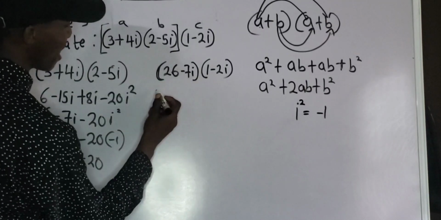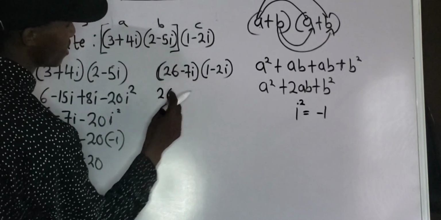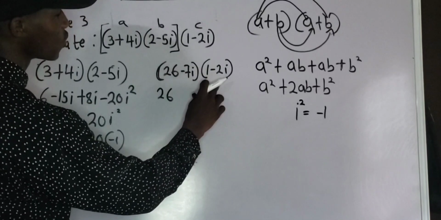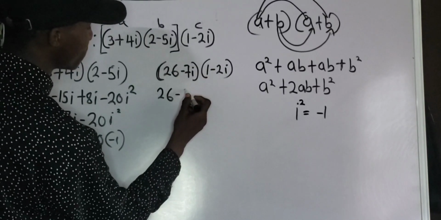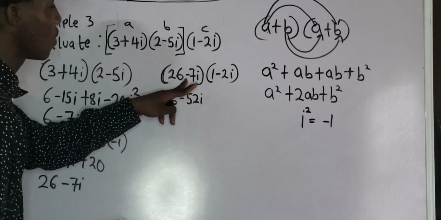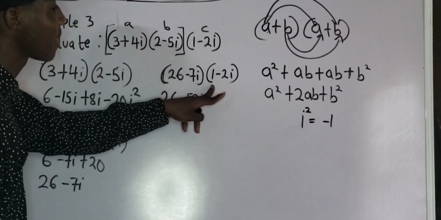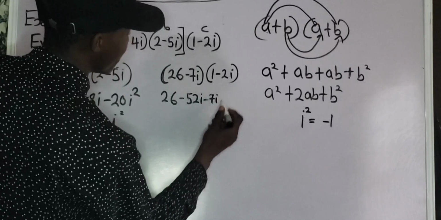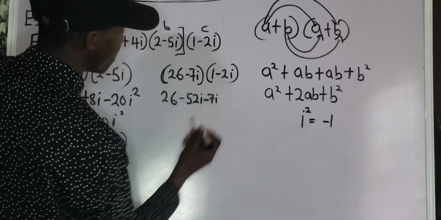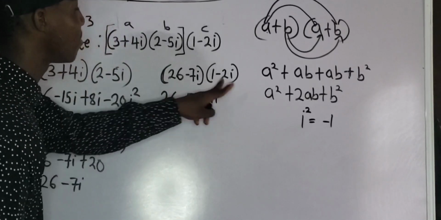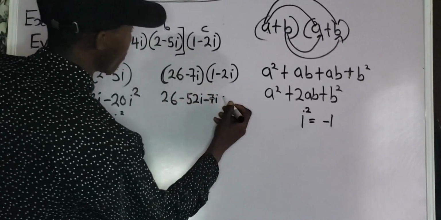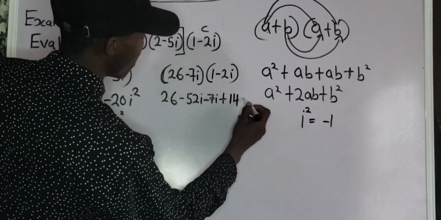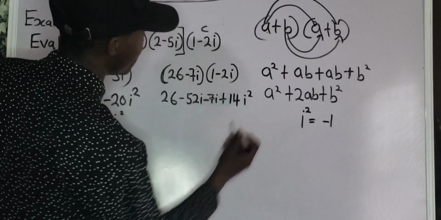So let's proceed. 26 multiplied by 1, I'm going to have 26. 26 multiplied by minus 2i is minus 52i. So minus 7i multiplied by 1 also gives minus 7i. Minus 7i multiplied by minus 2i is plus 14i squared. Do you understand?